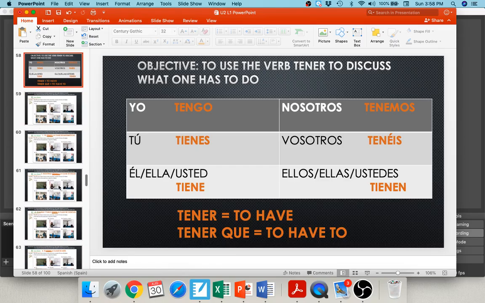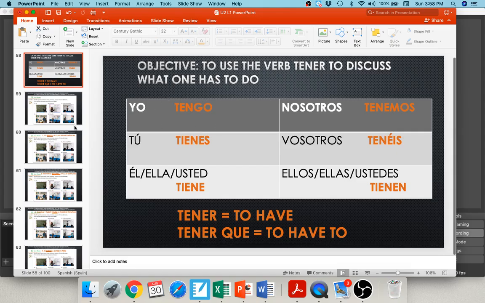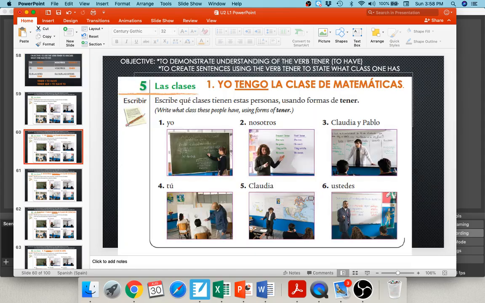Okay, in this next activity, you're going to see some pictures. This activity is titled Las Clases, and here we're going to be using this verb tener, which means to have again, to state what classes you have. So number one, you see the word yo, which you know means I, and on the board there we see all these crazy math equations. Looks kind of scary. So we're going to say I have math class. So you know that the yo form of tener, if you look back at your magical box, the yo form of tener is tengo. So as our final answer, we're going to say yo tengo, I have, la clase de matemáticas.